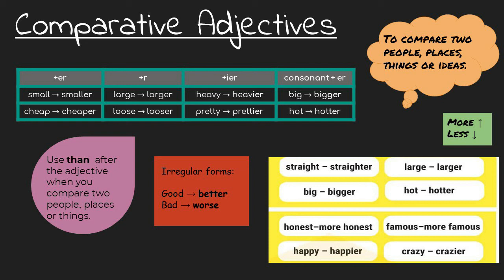Also, we can use more or less with adjectives that have two or more syllables and don't end in a Y. For example, more expensive and less comfortable. As you can see, these are adjectives that have two or more syllables and don't end in Y, right?